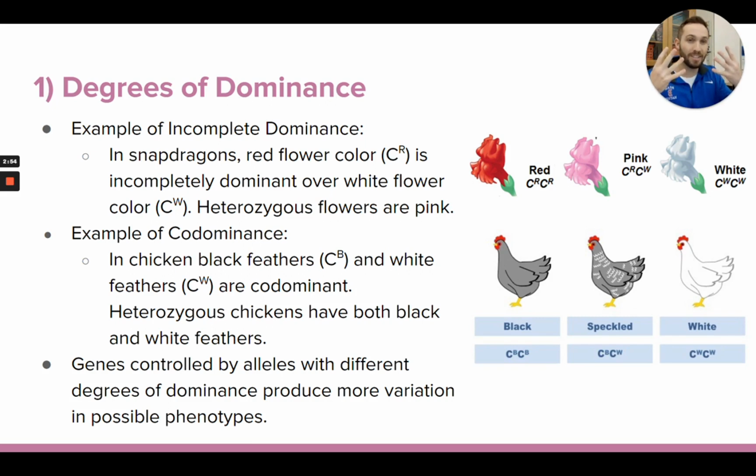Okay, there's going to be no winner. Instead, they're going to be some compromised blended phenotype that you're going to show instead. In this case, it would be pink. So if you're heterozygous, you would have pink flowers. Not red, not white, but some sort of compromised middle ground between those two alleles. So that's what incomplete dominance is.